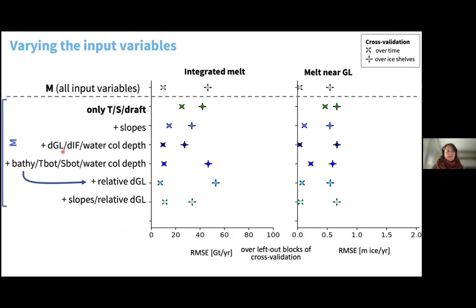For example, here we use the temperature, salinity, draft, the distance to the grounding line, the distance to the ice front, and the water column depth. From looking at the integrated melt, it looks actually quite good. But if we look at the melt near the grounding line, we see that the cross-validation over ice shelves leads to a very high RMSE. This is not what we wanted, because the ideal would be to have low RMSE on both metrics and both cross-validations.